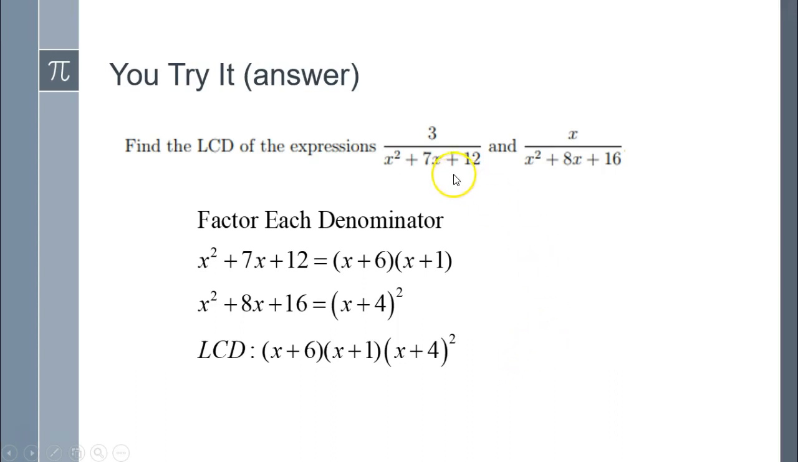Now some of you might be thinking, couldn't I have just multiplied this whole thing by this whole thing? Yes, but you're better off factoring before you do that, because if you did have to add or subtract these, that would help you figure out which fraction needed what factor added to its denominator.